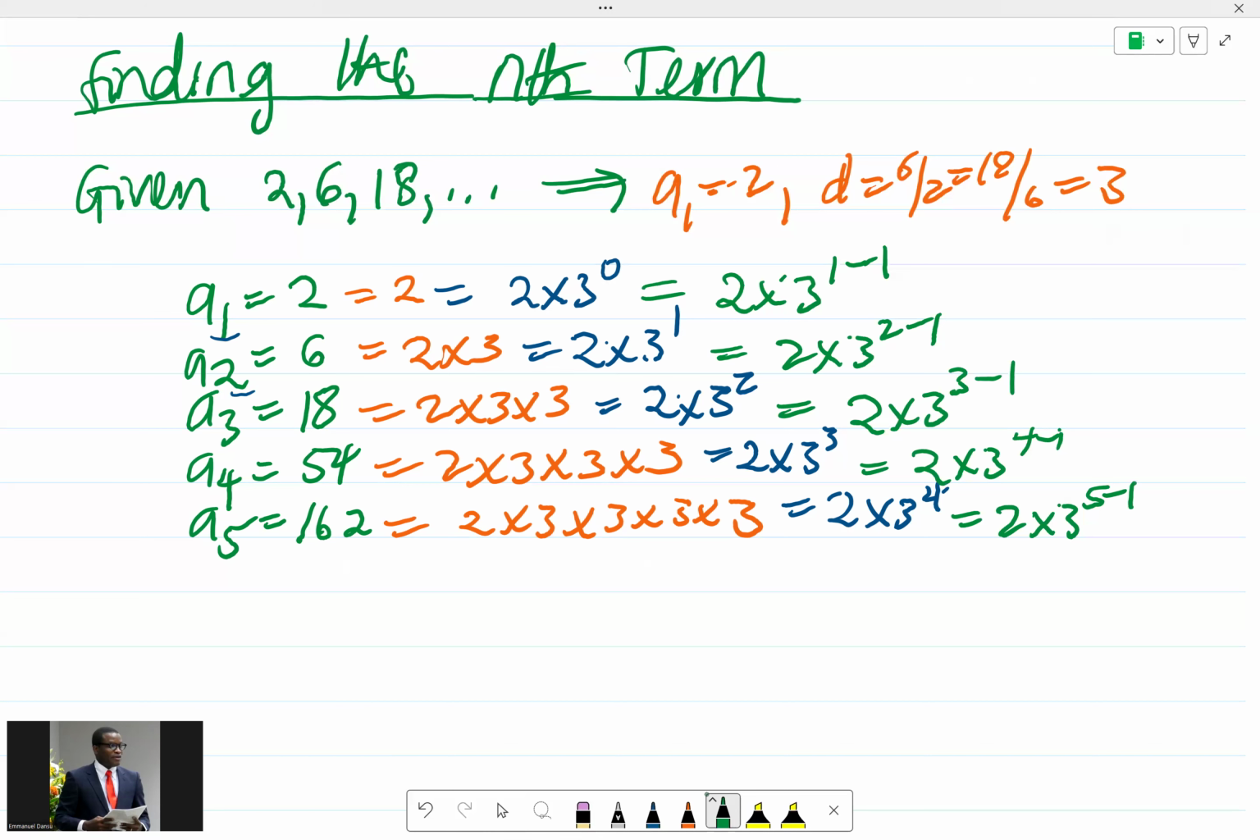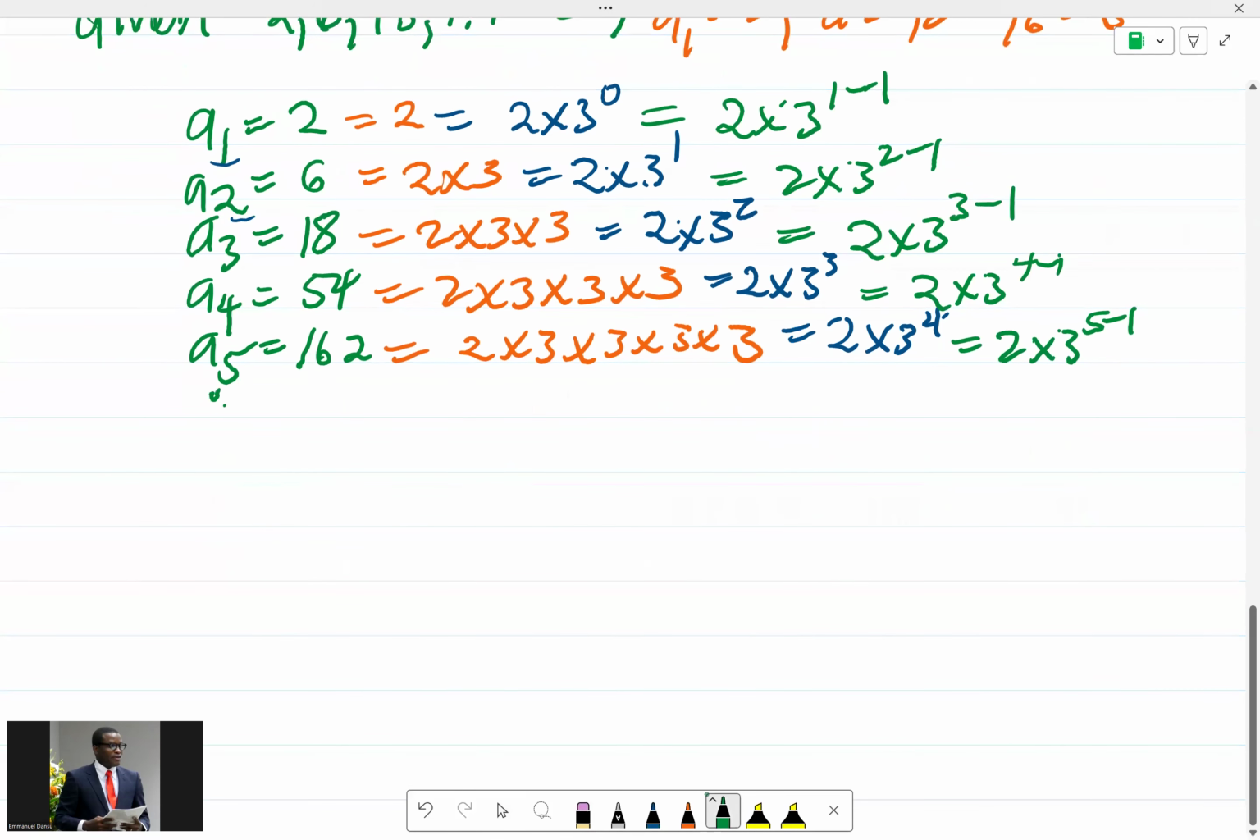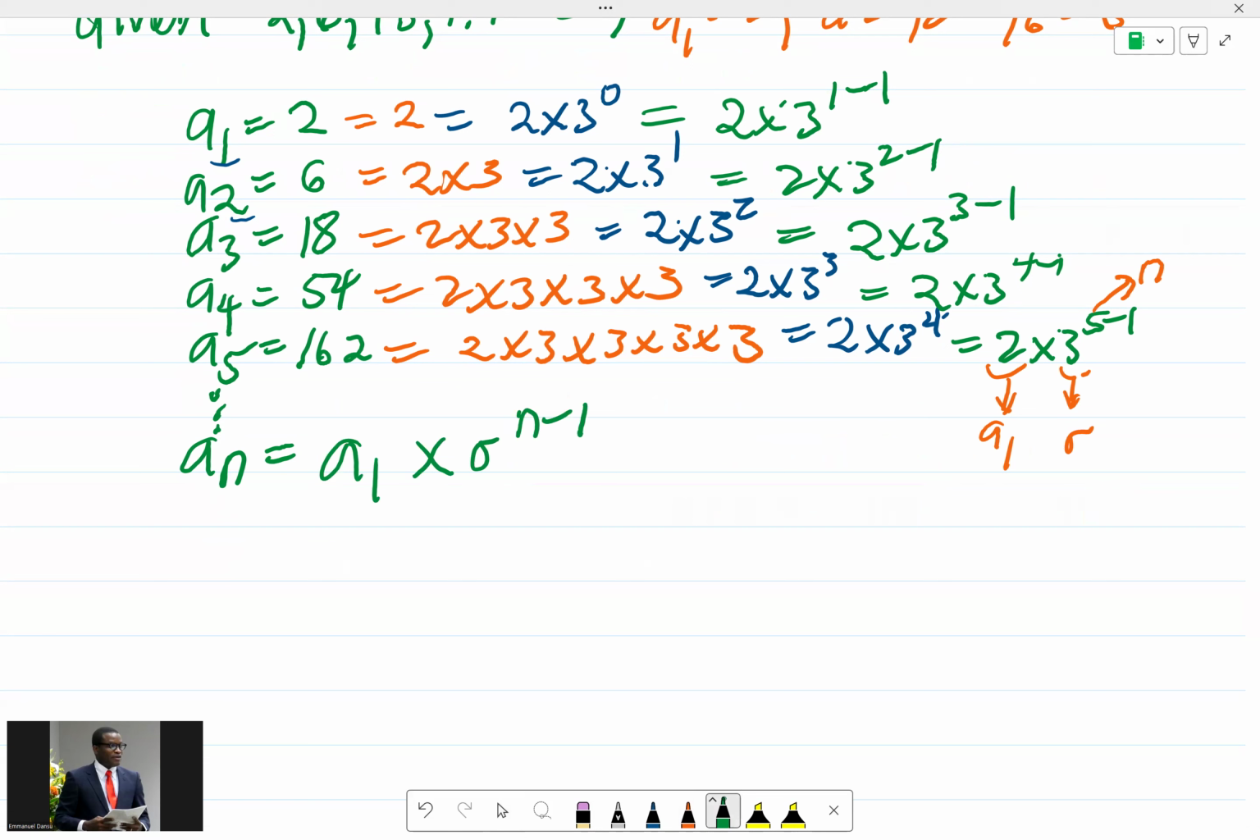So if we extend this to n, and we are looking for the nth term, that will look like we have generally the first term a1, the common ratio r, and the number of terms n. So that means that an is something like a1 times r raised to power n minus 1.